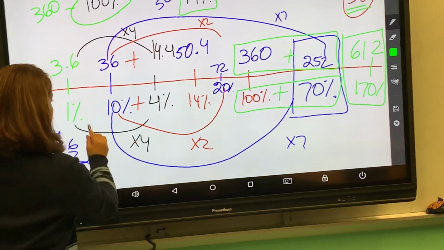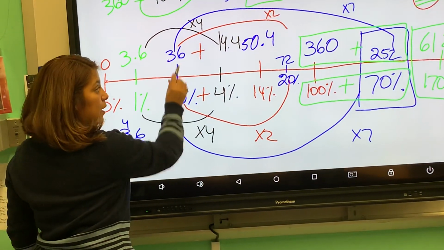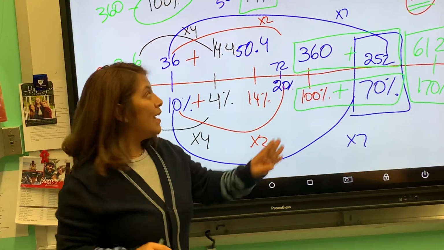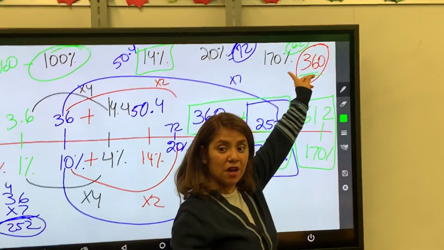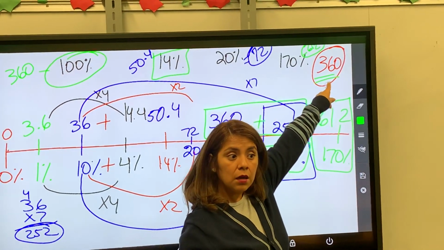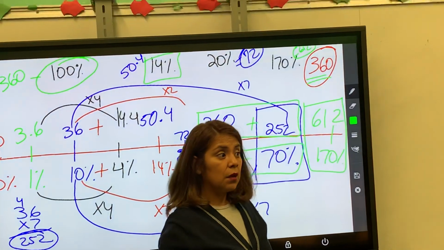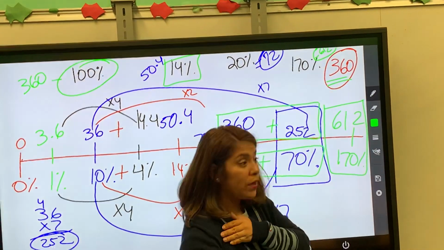Is it decreasing on the 1%? Yes. Is it decreasing on the 10%? Yes. Is it decreasing on the 14%? Yes. But what will happen if it's more than 100%, like in this case of 170? What will happen to your 360? It would increase. Do we understand that?